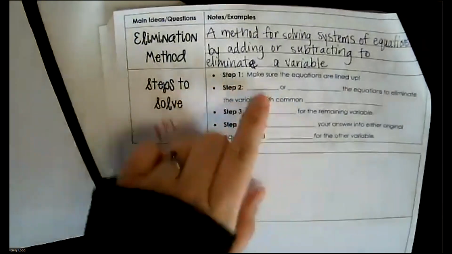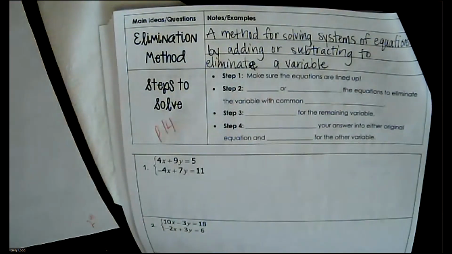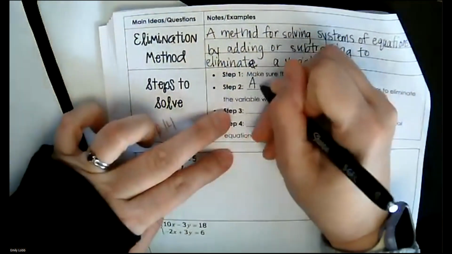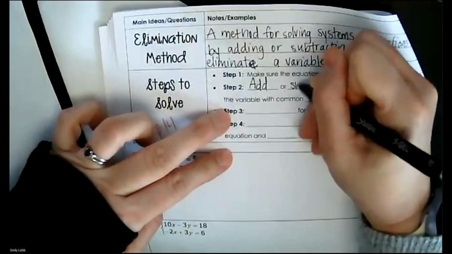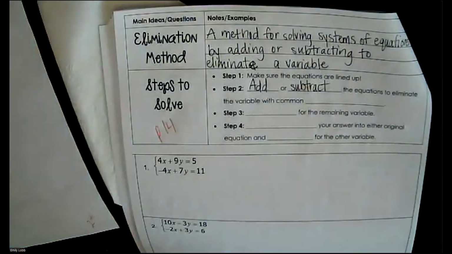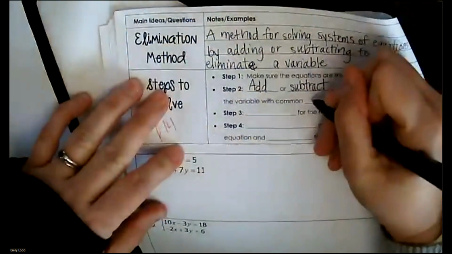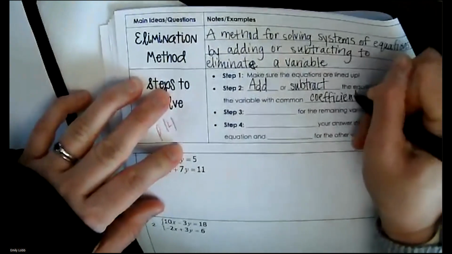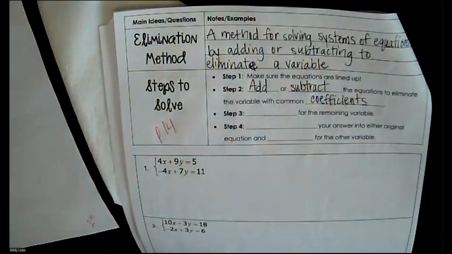So step 1 is to make sure the equations are lined up. Step 2, we have to add or subtract the equations to eliminate the variable with common coefficients. Remember, those are the numbers in front of the variables.